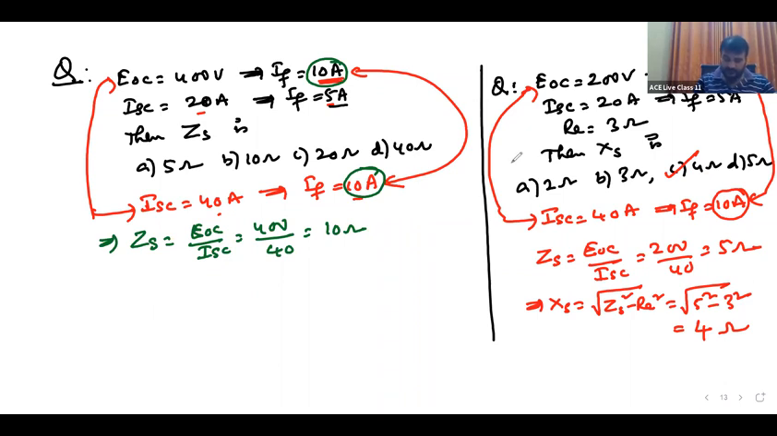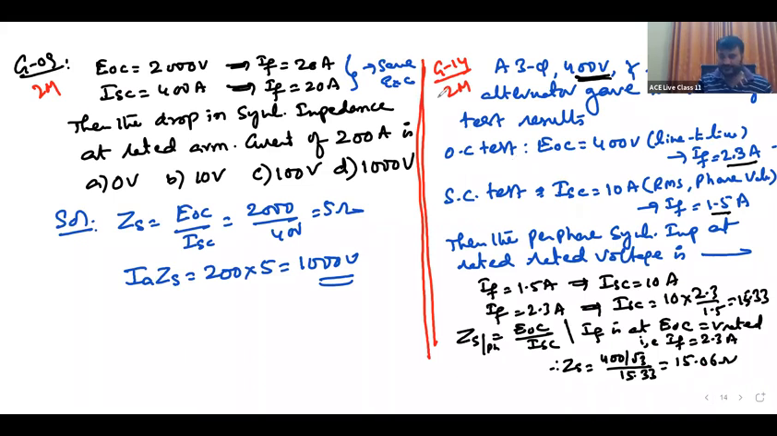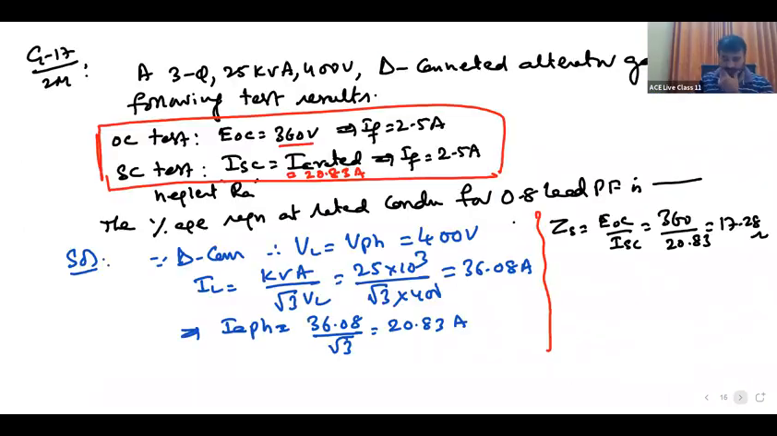Next, anyone? Sir, can you explain the last question once? Where is your doubt? Sir, that you said delta connected. Delta connected, unless otherwise given, you always take line voltages. In the data given, always line voltages. This is the total kVA.